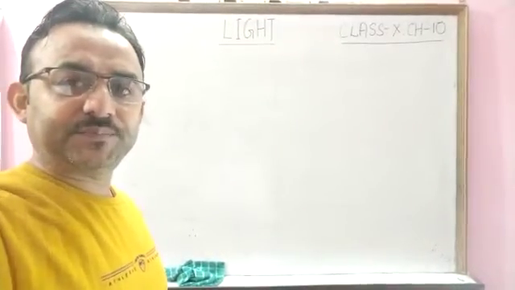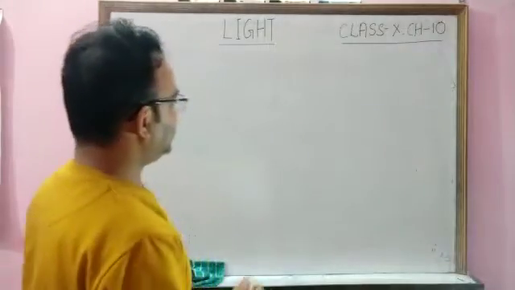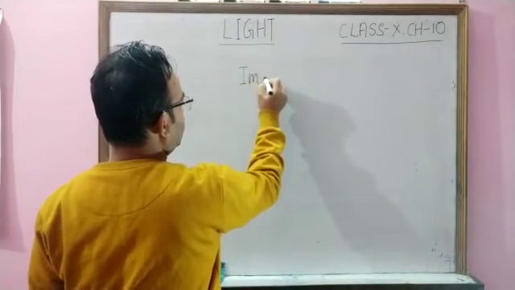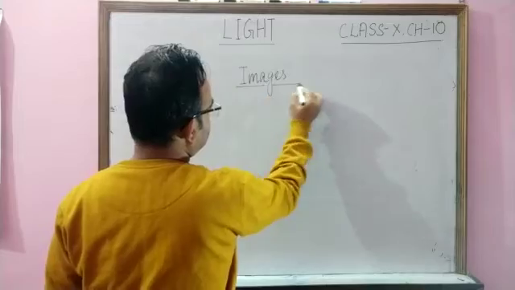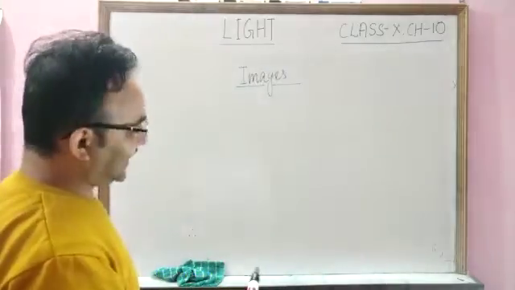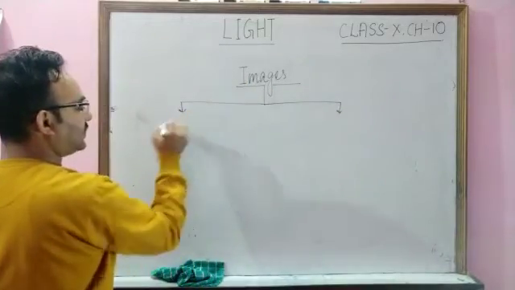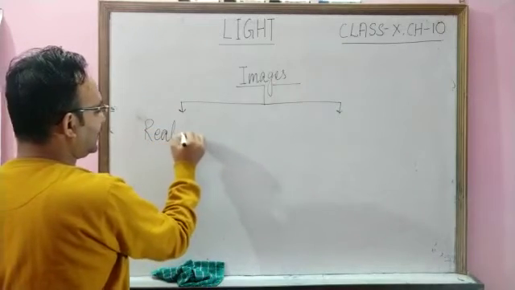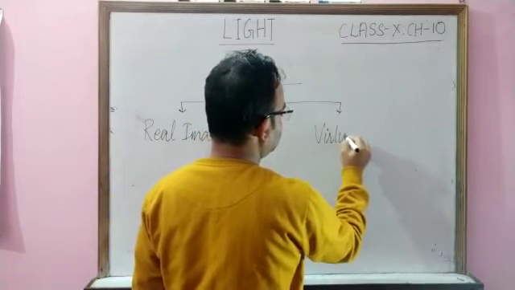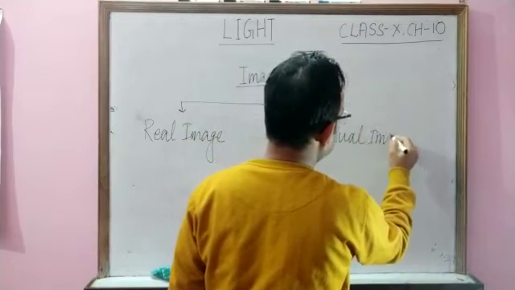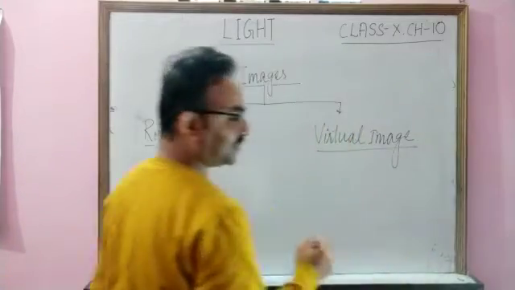Next we have to study about images. Generally, two types of images we have to study here. One is real image and another is virtual image. Real image and virtual image.